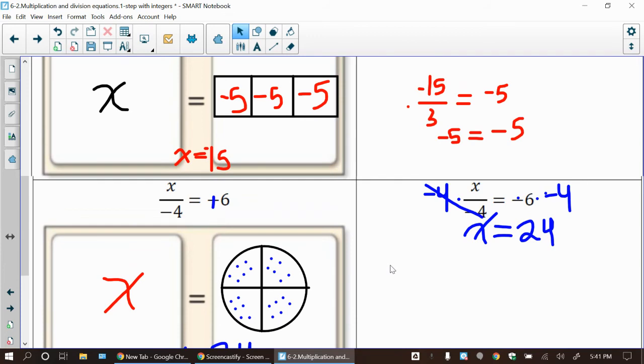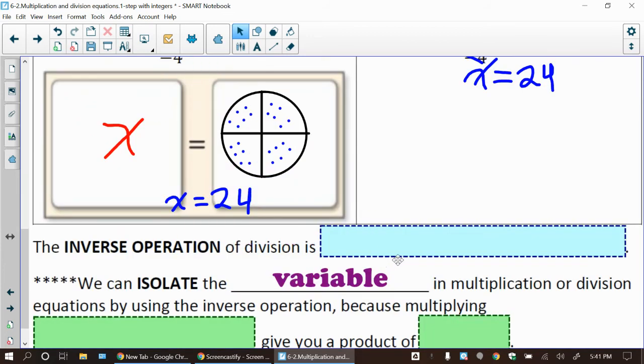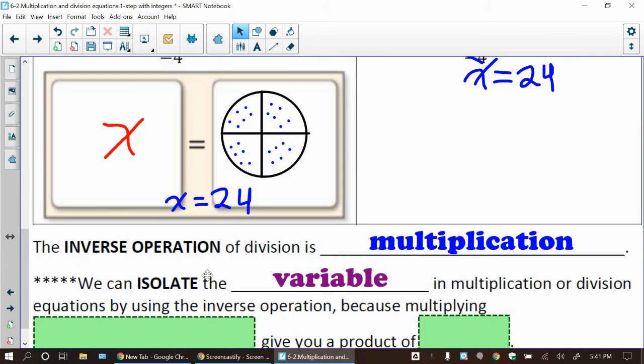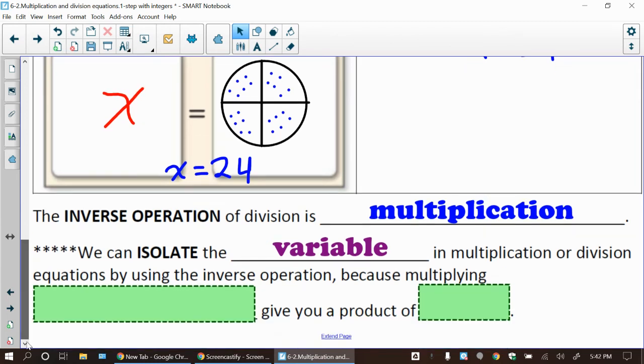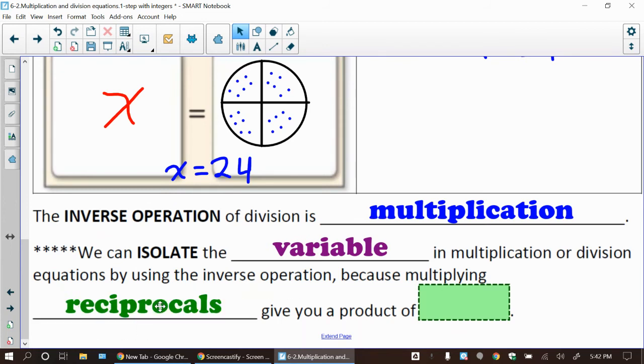Okay, so what would we say is the inverse operation? Multiplication. We can isolate the variable in multiplication or division equations by using our inverse operations. Okay? Because multiplying reciprocals give you a product of 1. The whole reasoning why we do that.